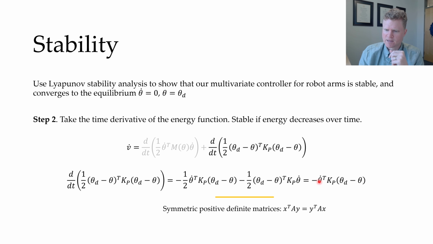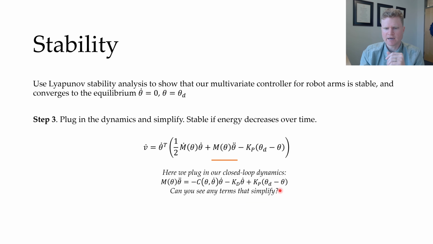So I've got negative theta dot transpose times kp times theta d minus theta. And again, I'm using this property of symmetric positive definite matrices to combine these two terms. Just switching the order of multiplication does not have an impact on the answer. Okay, so I've simplified things down, and now I've got my time derivative of my energy function. So I've got v dot, and here are all the different terms.